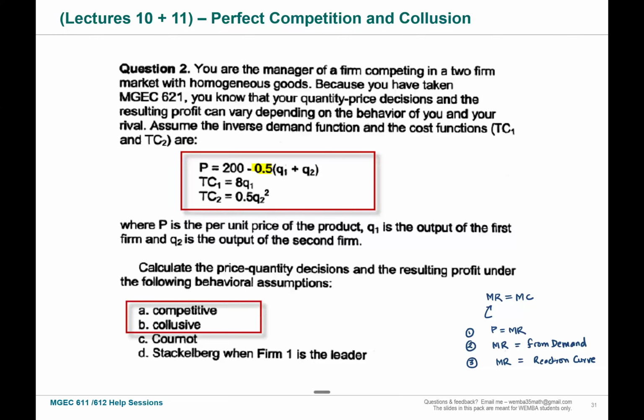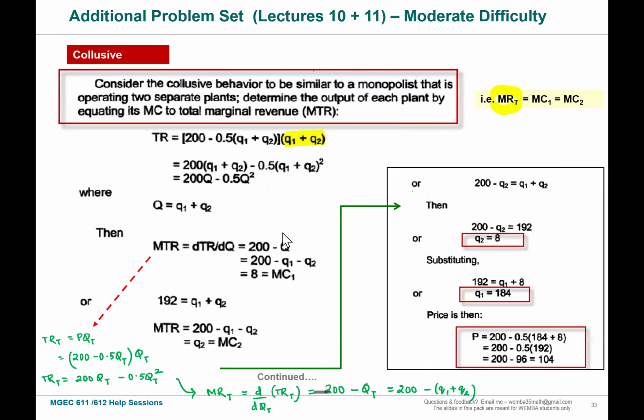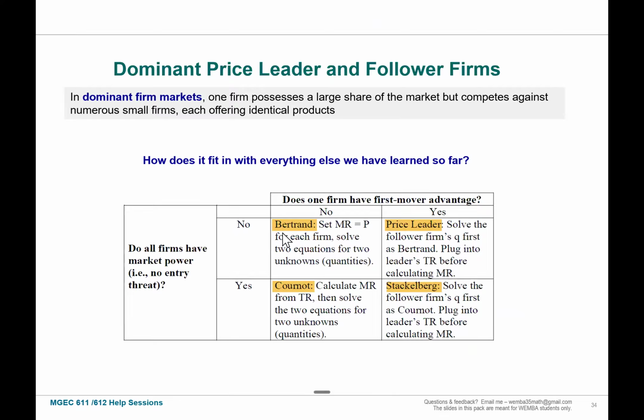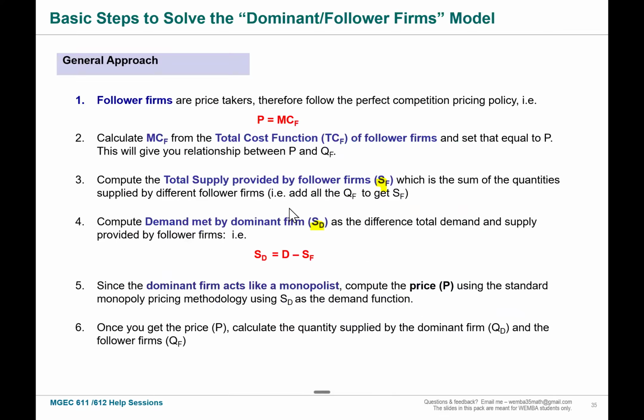What do you do when it's competitive? What do you do when it's collusion? How do you solve Cournot and how do you solve Stackelberg? Okay, so now let's talk about the last model, which is the dominant follower firm. What's the structure here? It is still an oligopoly, but the firms are broken down into two kinds. One is a leader, the dominant firm, and the others are just followers.